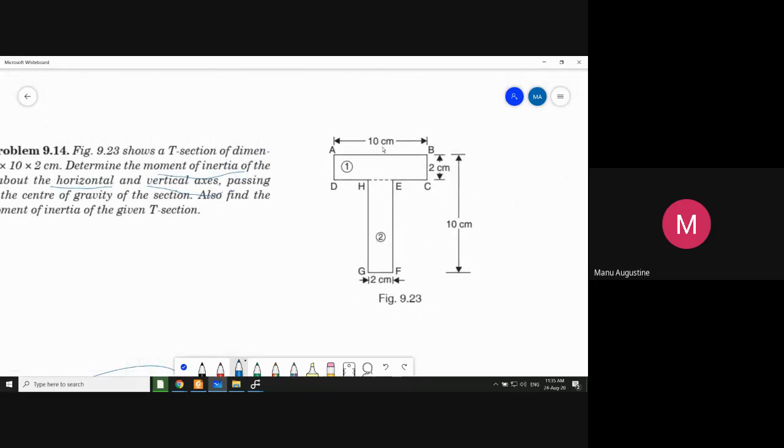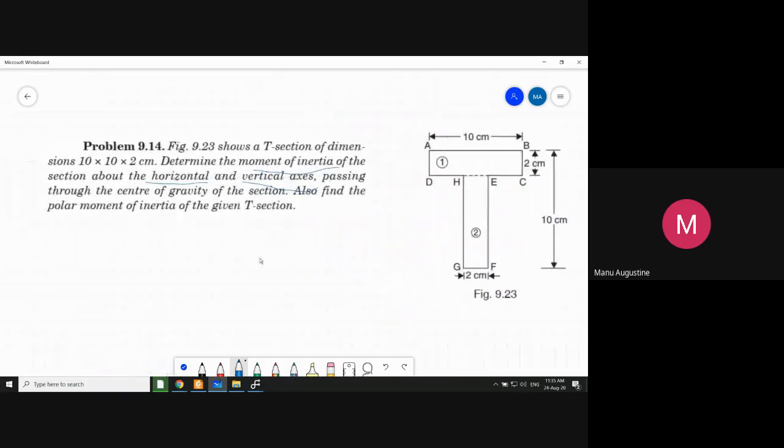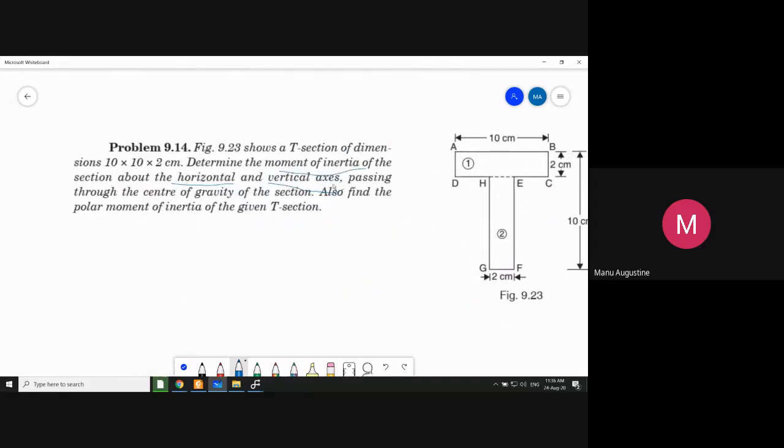where can I draw a horizontal axis? Like this, anywhere. I can draw a horizontal axis here, I can draw a horizontal axis here. And similarly, I can draw infinite number of vertical axes passing through the area at any point that I desire. But which horizontal and vertical axis is the question setter asking you to find? It is asking you horizontal and vertical axis passing through the center of gravity of the section.